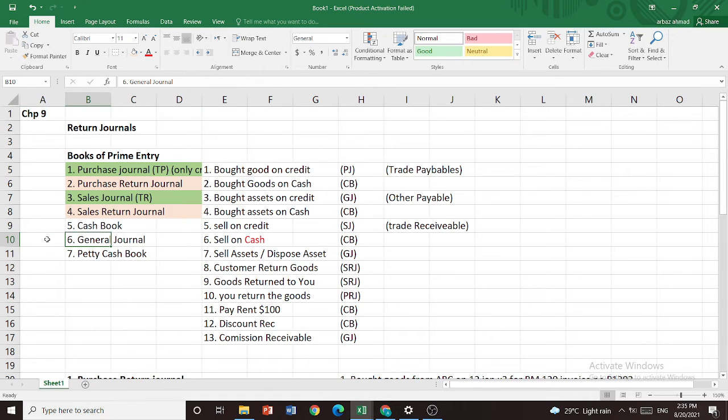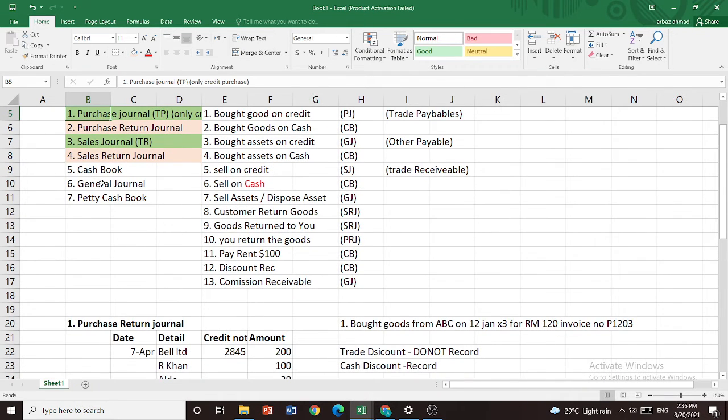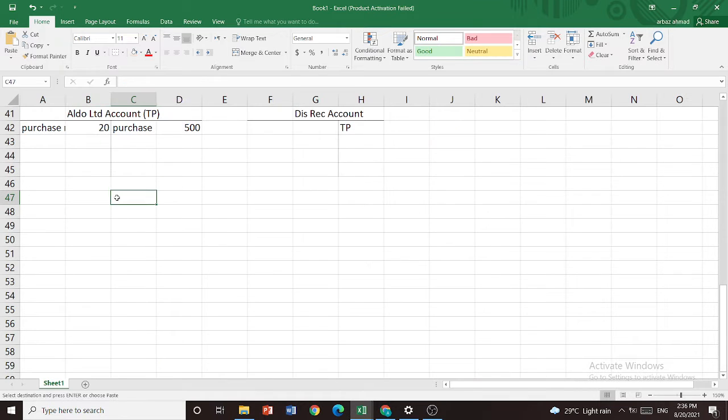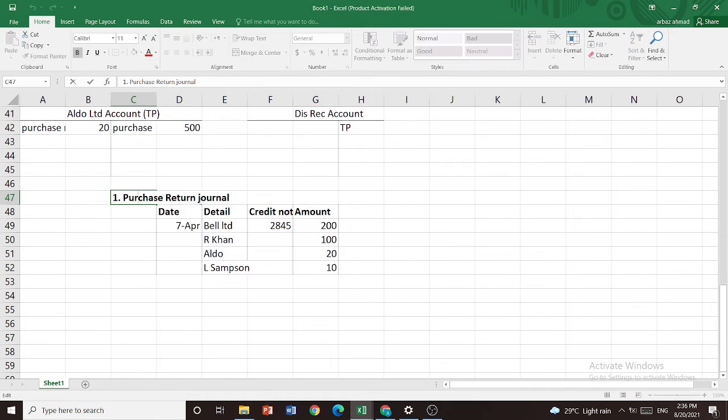I know we have general journal here also, but this general journal means if something is not falling here, you put it here, right? But one is specific journal, where you put everything related to that account, and one is general journal. What is that? I will copy this, I will go here and I will paste. So general journal.